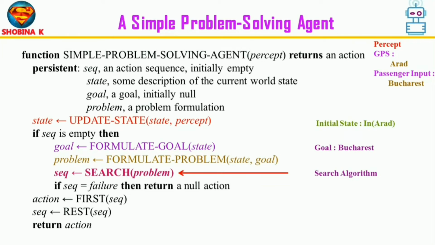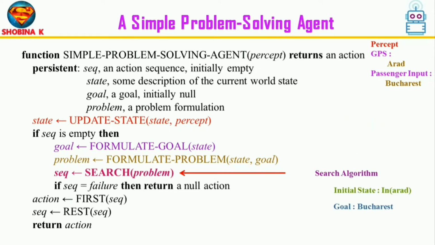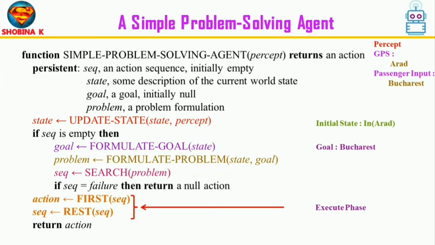The search algorithm will take the problem as input, and the problem is that our initial state is in Arad and the goal is to be in Bucharest. That is provided as an input to the search algorithm, and the search algorithm will provide a solution for this problem. The solution is a sequence of actions. On executing the sequence of actions, we will achieve the goal. So on executing these actions, we will reach our goal, and that's what we do in our execute phase. This is the solution provided by the search algorithm for our problem.